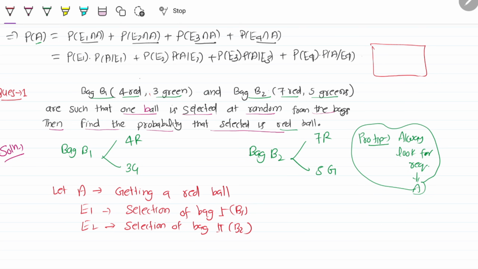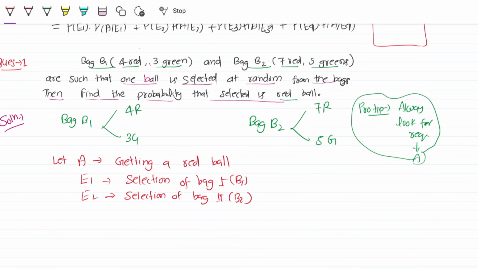Suppose you have two bags, bag 1 and bag 2. In bag 1 you have 4 red balls, 3 green balls. In bag 2 you have 7 red balls and 5 green balls. So if I say give me a red ball, what will you do? Either you select bag 1, then you get a red ball, or you select bag 2, then you get a red ball. So the probability of selecting a red ball, P(A), will be first E1 happens, then A given E1, or first E2, then P(A given E2). Okay, so this is the total probability.